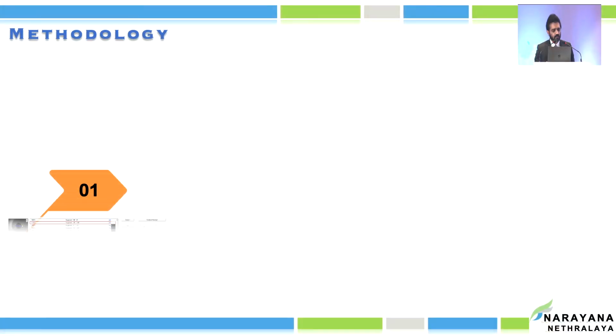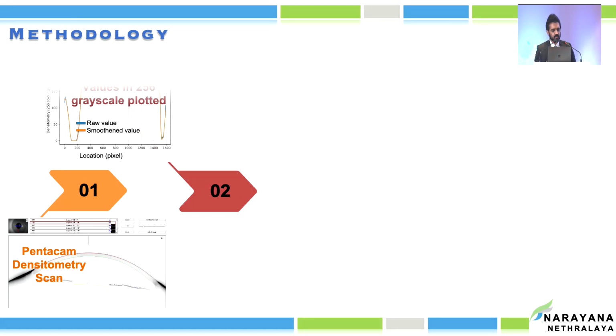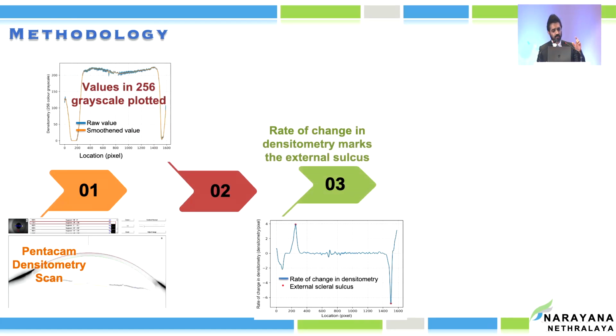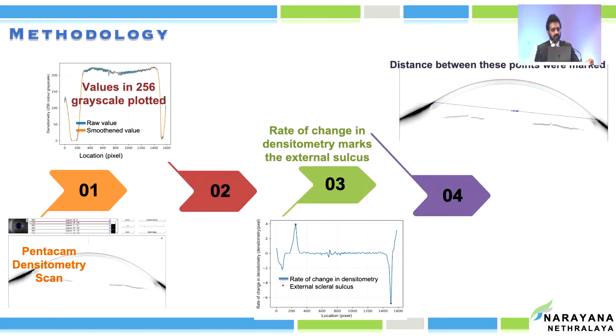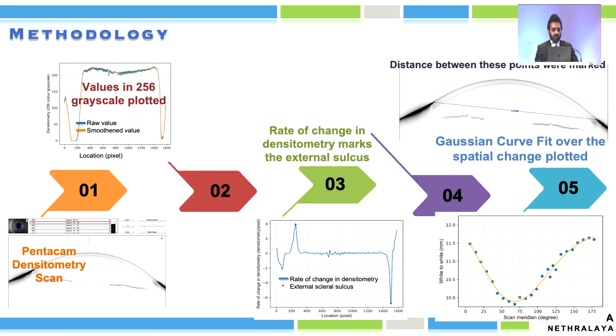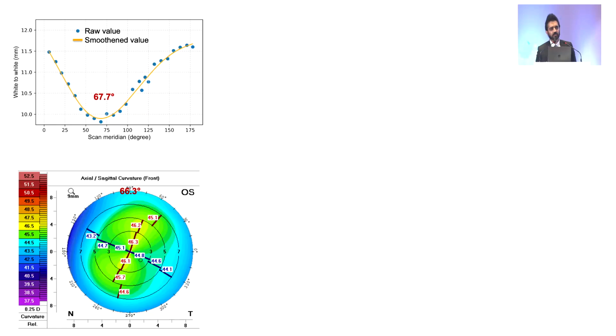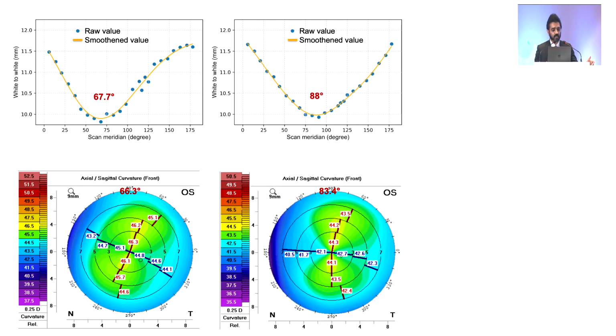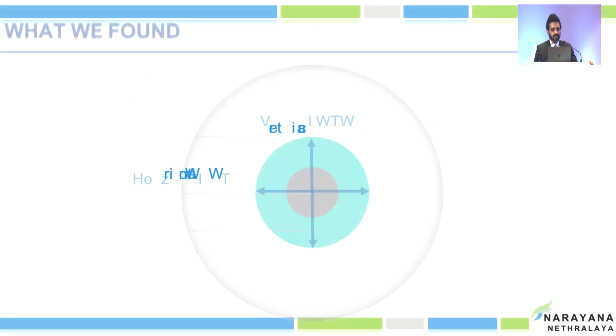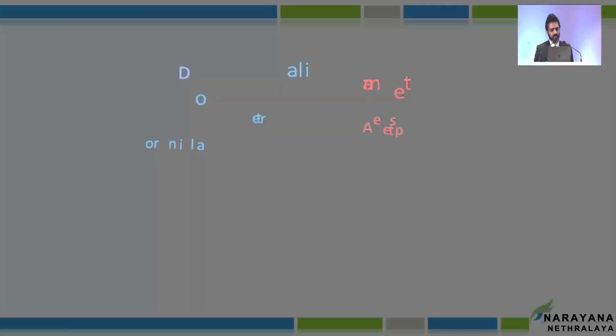To do this, first we took the Pentacam densitometry scan. We plotted the 256 grayscale. We saw the rate of change of densitometry, and that way we could identify the exact wide to wide from the Pentacam data itself, and then we plotted it. What was very interesting, an incidental finding, was that the shortest wide to wide correlated exactly with the steep axis, which has never been documented before. And this is something that we even published. But anyway, let's move forward.